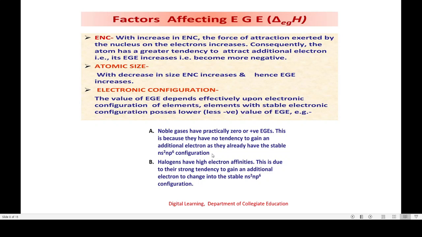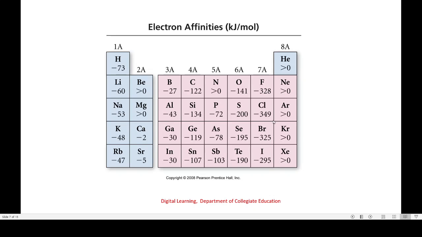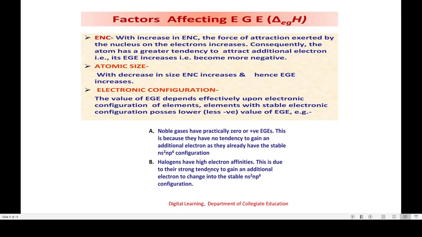When we look at the halogens, they have high electron affinity or electron gain enthalpy, that is fluorine minus 328, chlorine minus 349, bromine minus 325 and iodine minus 295. So they have high electron affinity. This is due to the strong tendency to gain an additional electron and change into the stable ns2 np6 configuration.